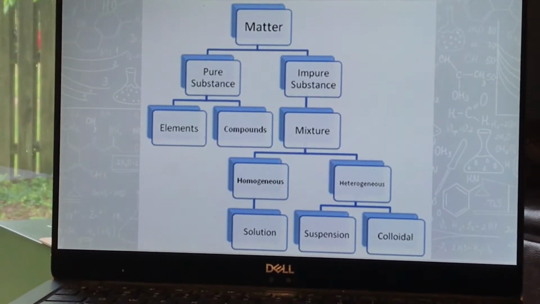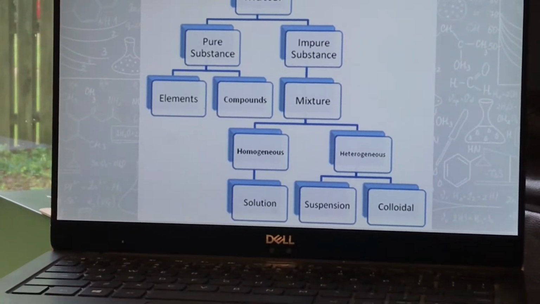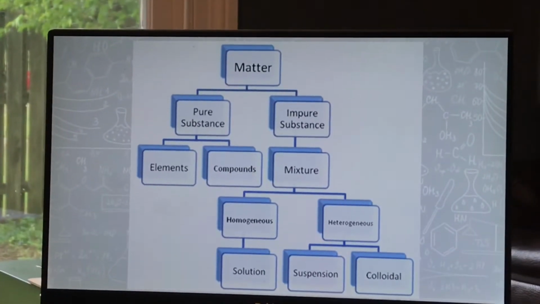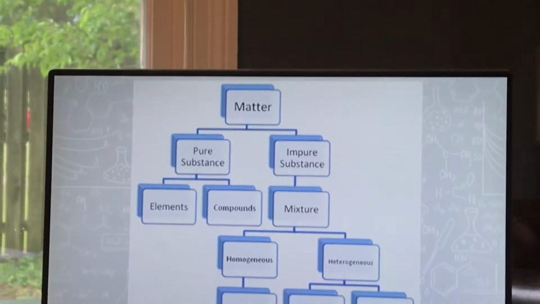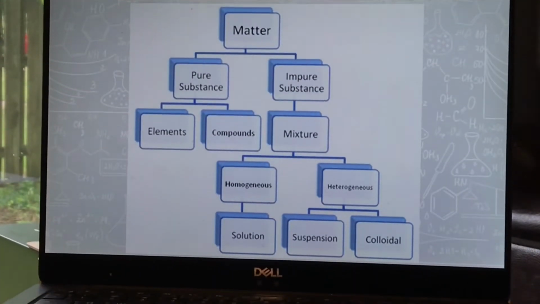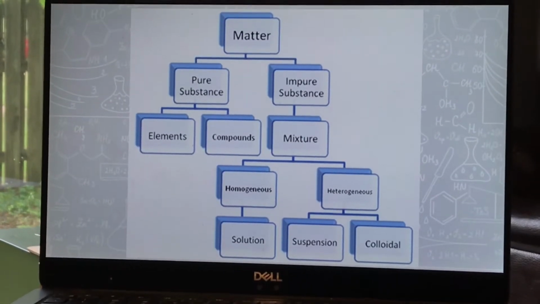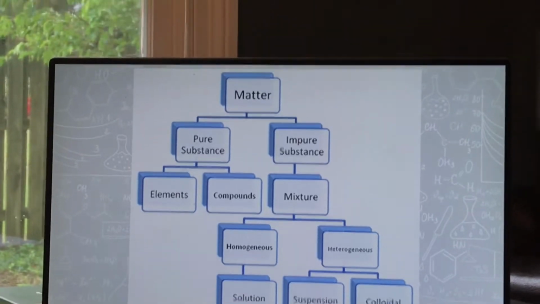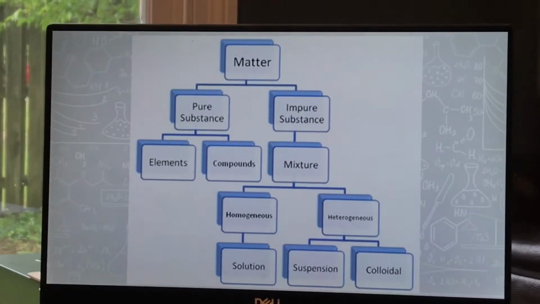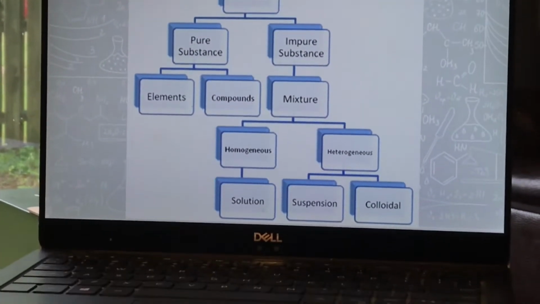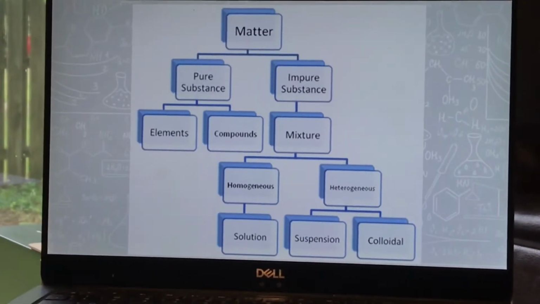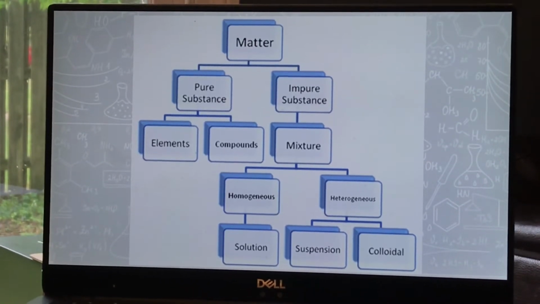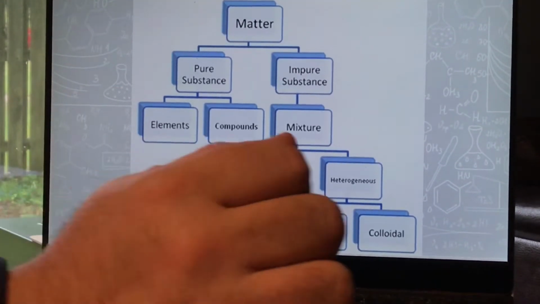Compounds, like water, is a chemical combination of hydrogen and oxygen. Our acetate that we use to dissolve our styrofoam is a chemical compound. It is a pure substance. The happiness molecule, serotonin. It's a bunch of carbons and oxygens and hydrogens and one nitrogen that are all chemically together in one pure substance to form happiness.